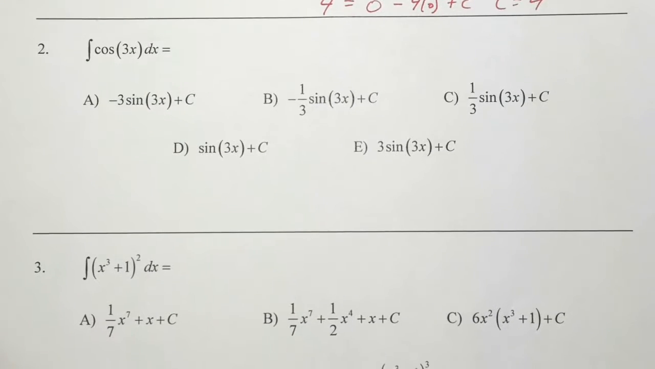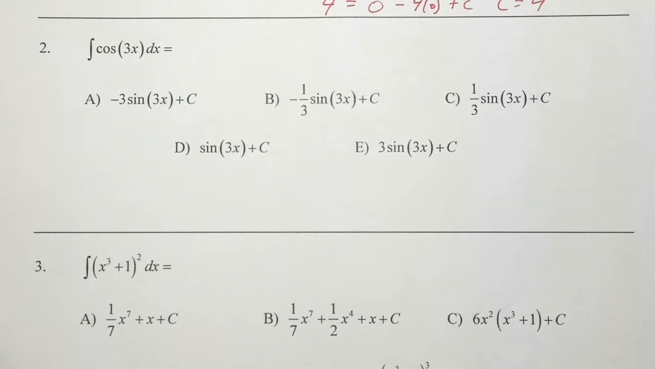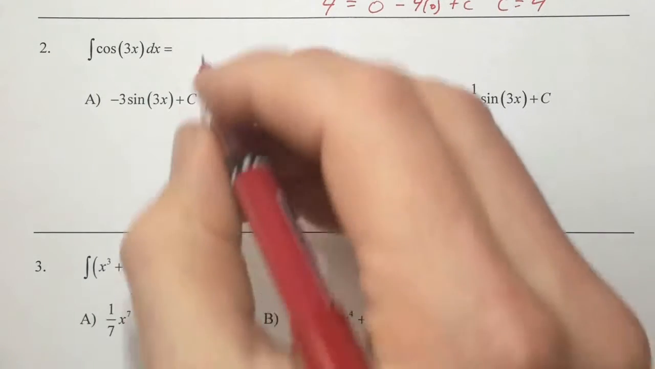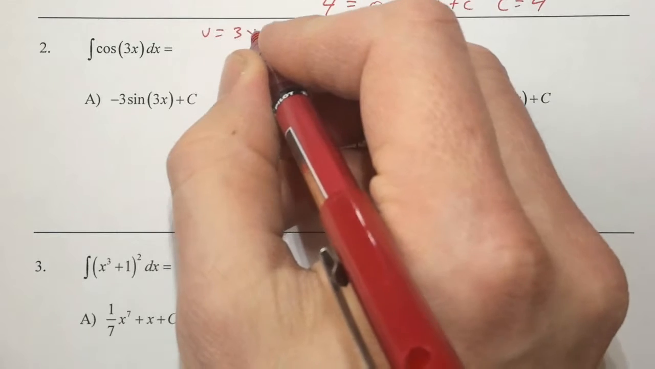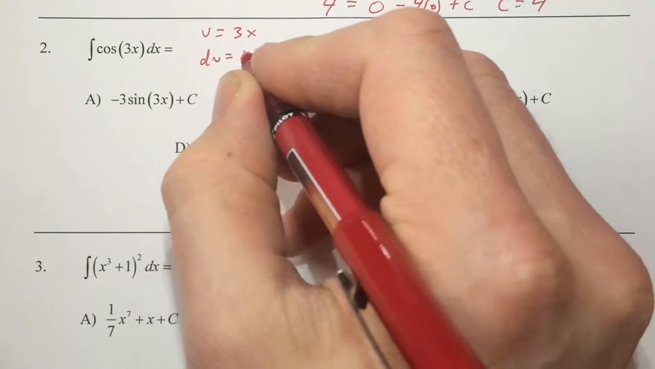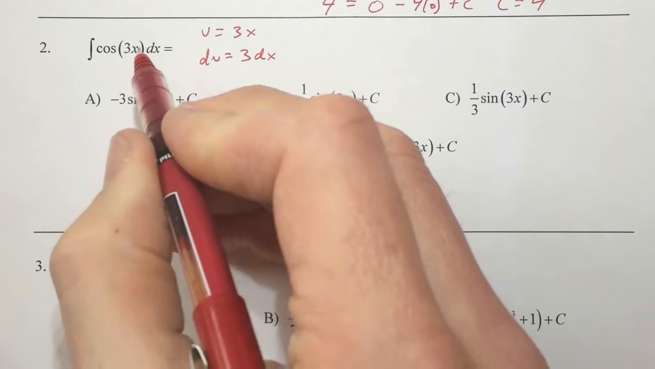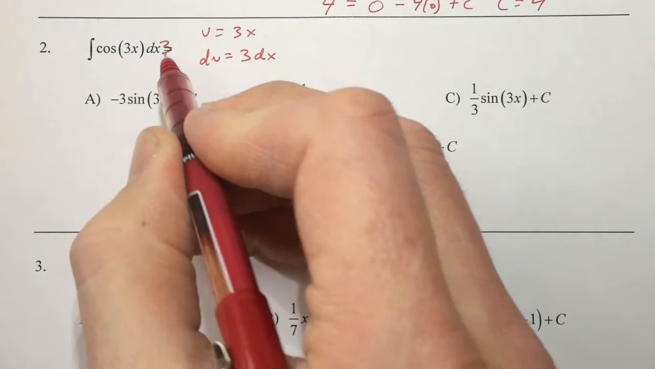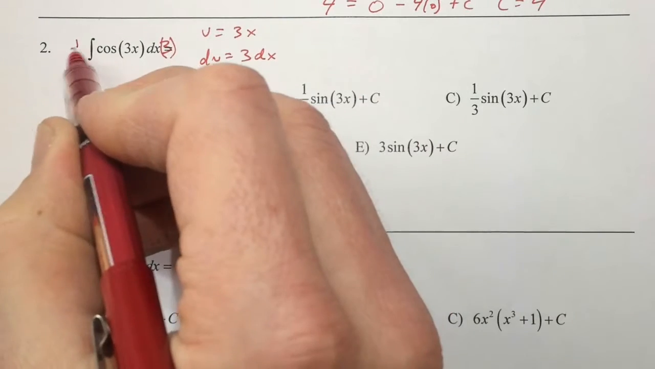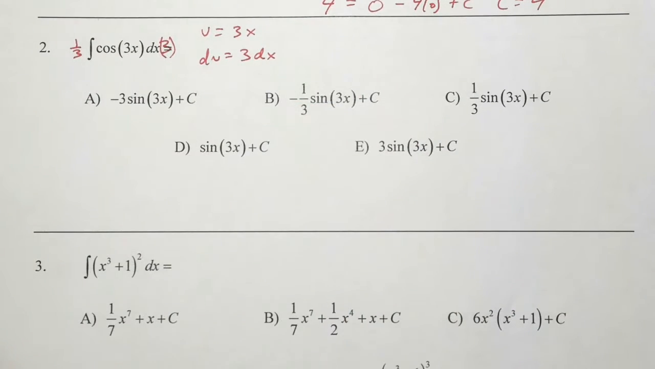Problem number 2, cosine of 3x. We want that antiderivative. So this is a situation with u substitution. Right? So u is going to be equal to 3x. And the derivative of 3x is 3. So keep our differential in there. So we have du equals 3 dx. We don't have the 3, so we need to put it in there. And we counterbalance that with the 1/3 on the outside.